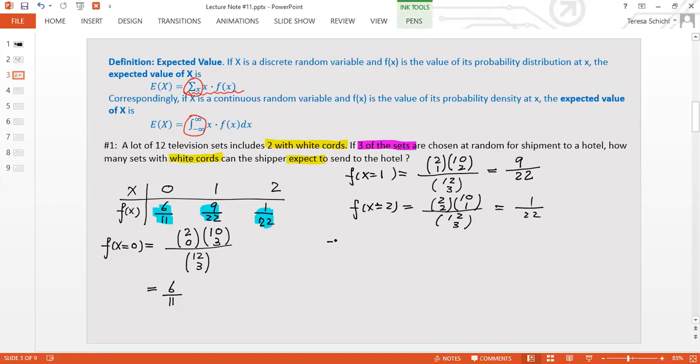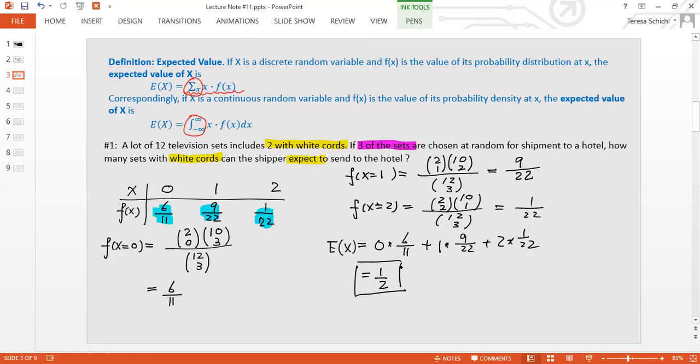Okay, so now what is the expected value here? The expected value will be the value of your random variable times the probabilities, right? Just like with the party example we just did. So this is 0 times 6/11, plus 1 times 9/22, then plus 2 times 1/22. So you will get 1/2, right? So this will be our answer here.